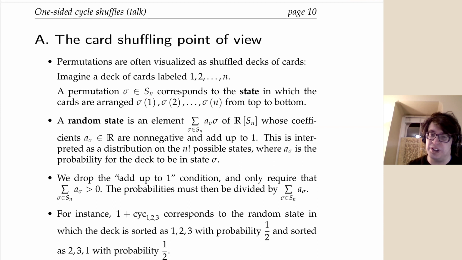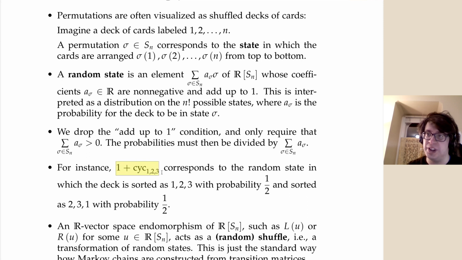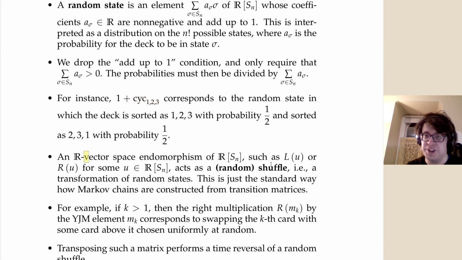Now, convex means that the coefficients are greater or equal to 0 and their sum is 1. But you can easily drop the sum being 1 and just rescale with the sum. So, for example, this element of the group algebra corresponds to the random state where it's equally likely to be in the order 1, 2, 3 and in the order 2, 3, 1. This means that a random state is basically an element of the group algebra over the real numbers, except we require the coefficients to be non-negative reals. And an endomorphism of the group algebra is then a random shuffle. So it sends a random state to a random state, assuming that it doesn't give you negatives. So in a way, all these elements of the group algebra generalize shuffling cards.